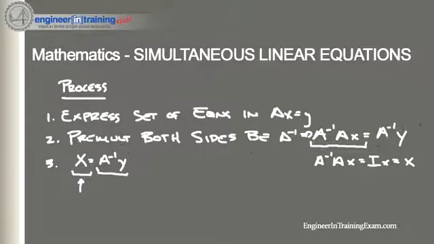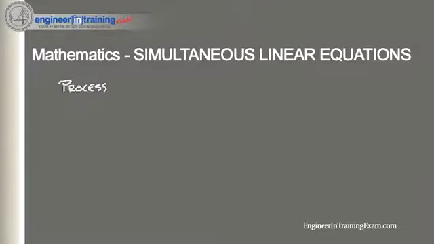So as long as the inverse matrix A exists, we can solve for all the unknown X values. If the inverse does not exist, then the set of equations does not have a unique solution. So let's reinforce this concept with an example.